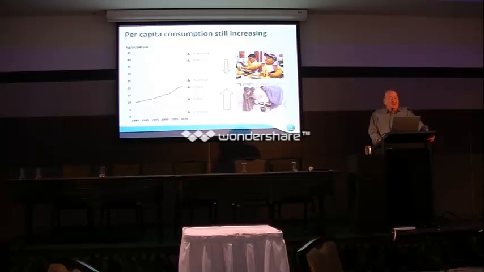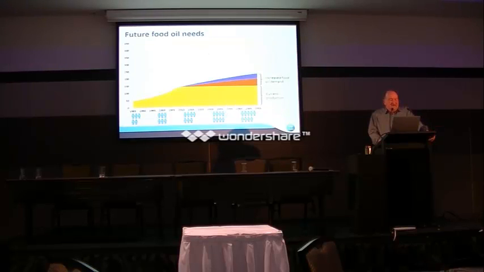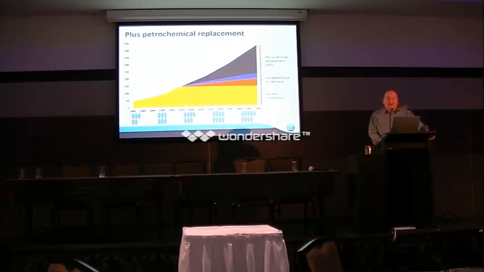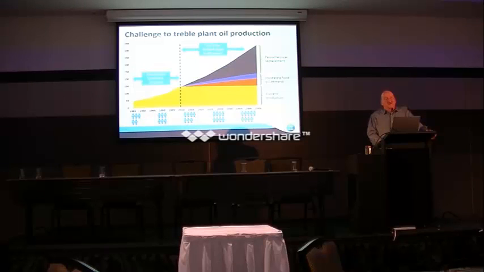So I think the per capita consumption globally is going to go up as well. So if we add something for that, we're getting up into the 220, 225 range and a population of 9 billion people. If we want to replace 40% of petrochemical products with plant-based products, we need to get to that level. So effectively you can see that from 2010 to 2050, we would need to treble plant oil production.